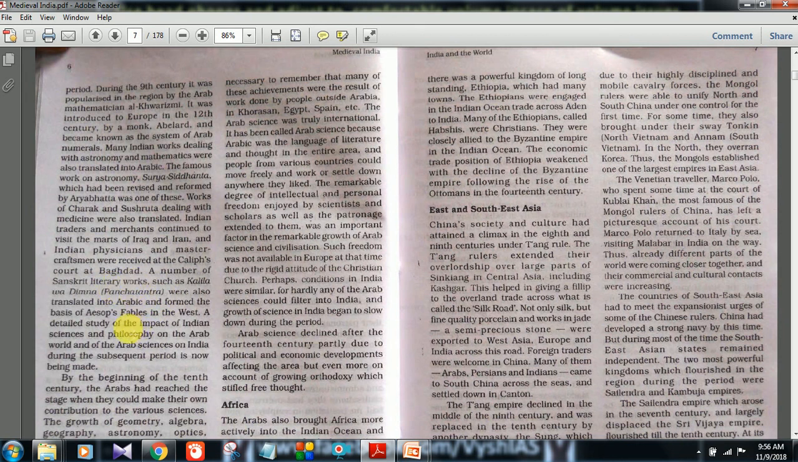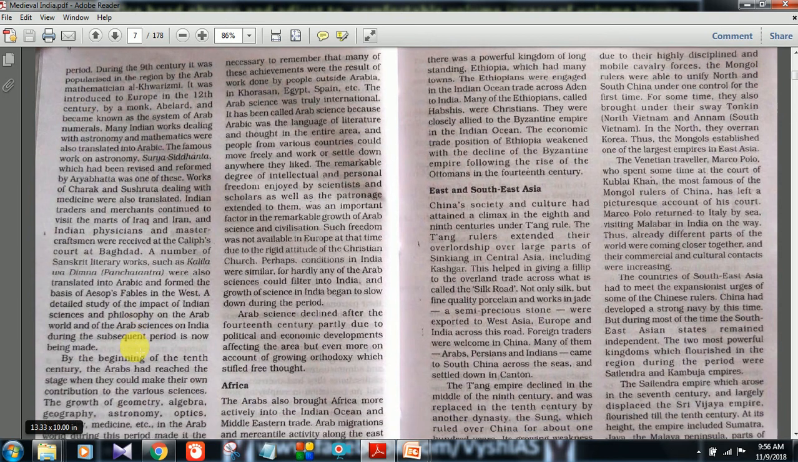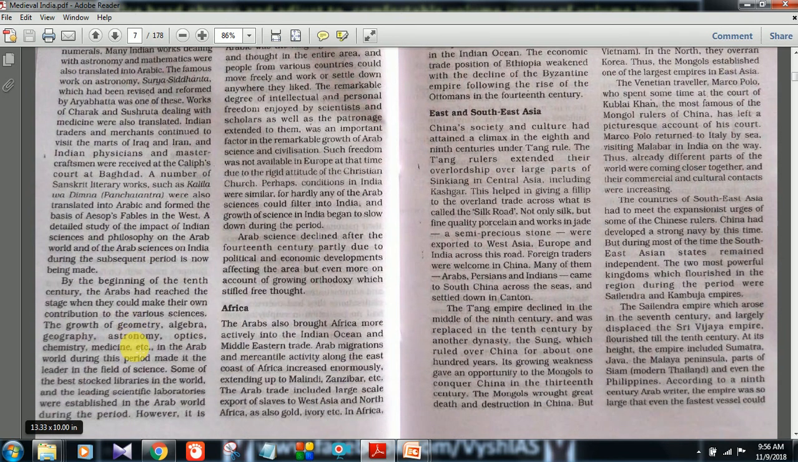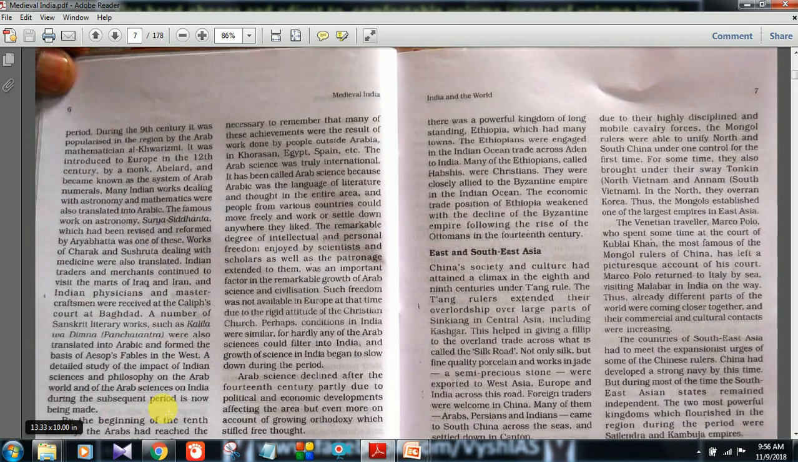A detailed study of the impact of Indian sciences and philosophy on the Arab world, and of Arab sciences on India during the subsequent period, is now being made. So now is when people are trying to find out the actual connections. By the beginning of the 10th century, the Arabs had reached the stage when they could make their own contribution to the various sciences. The growth of geometry, algebra, geography, astronomy, optics, chemistry, medicine, etc. in the Arab world during the period made it the leader in the field of science. Some of the best stocked libraries in the world and the leading scientific laboratories were established in the Arab world during this period. So they were scientifically much ahead, even in trade, everything.